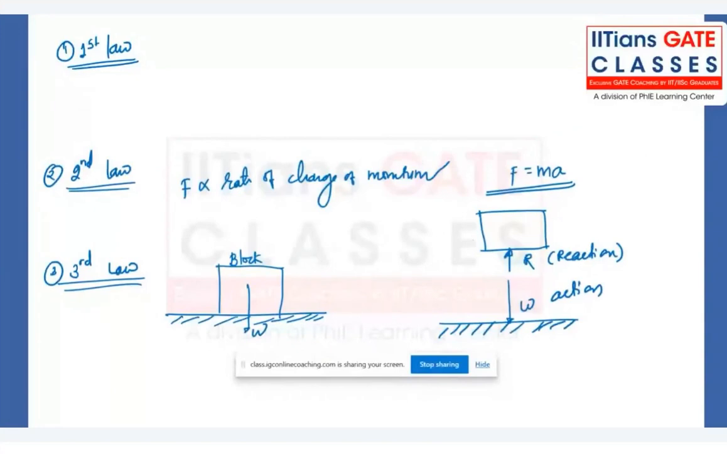First law, second law, and third law. Newton's first law: what does it state? You should know that if a body is there, it will continue to be in the state of rest or uniform motion unless and until you apply an external force acting on it. That is what the first law says. So whenever you have a body which is at either rest or in uniform motion, it will remain the same. It will continue to be in rest or uniform motion unless and until you apply some external force to change it.